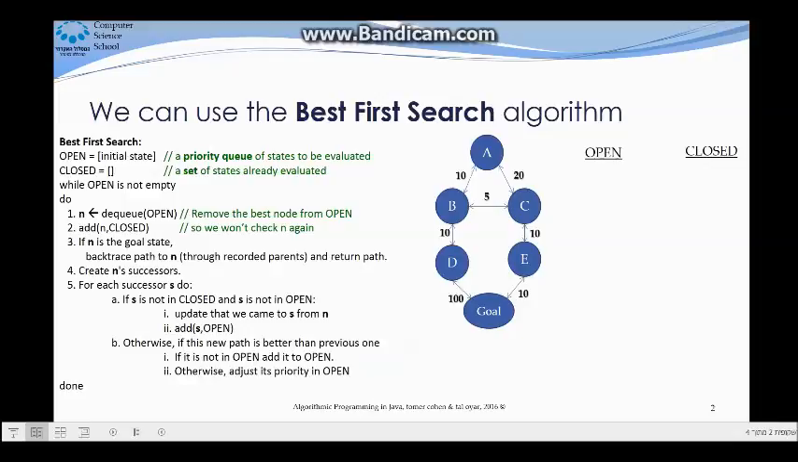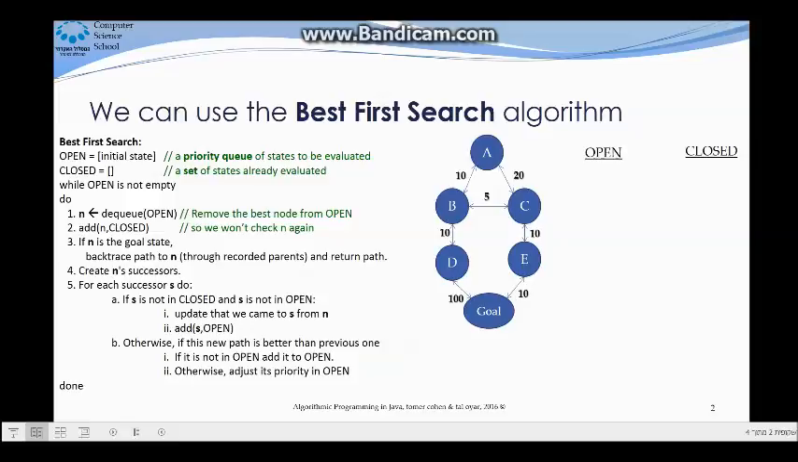The BFS algorithm. BFS stands for Best First Search. This algorithm is used for traversing or searching tree or graph data structures. It starts at the tree root and explores the neighbor nodes first, before moving to the next level neighbors.